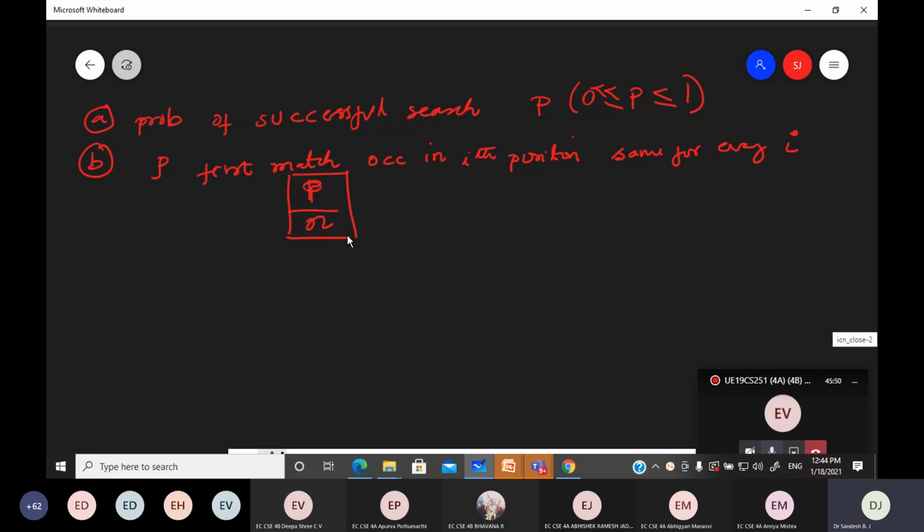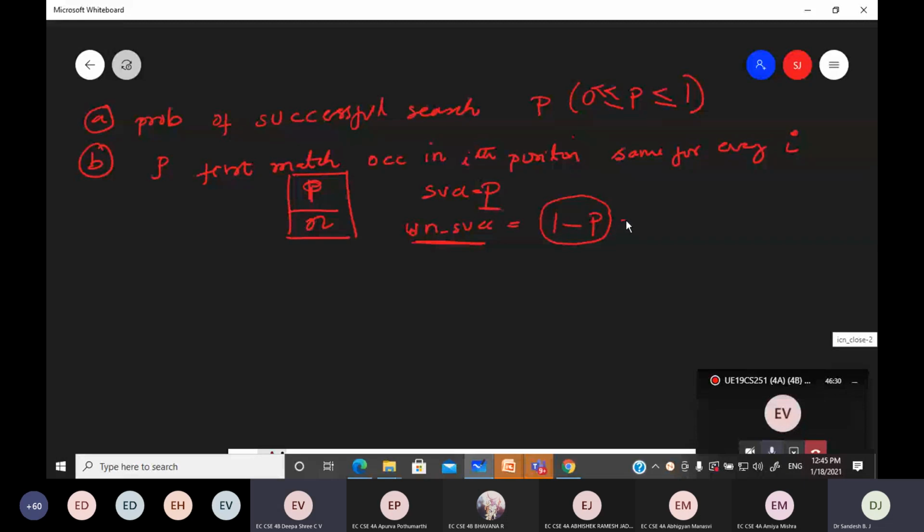So the probability of unsuccessful search will be, if probability of successful search is P, so unsuccessful search will be equal to, can you let me know? If probability of search is P, what is the probability of unsuccessful search? It is 1 minus P. Right? So if the probability of unsuccessful search is 1 minus P, how many comparisons are you going to do to check whether the element is present or not in case of unsuccessful search?